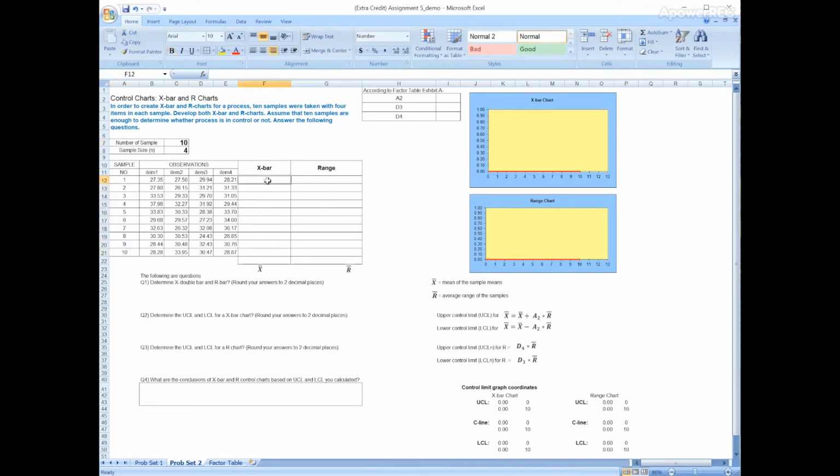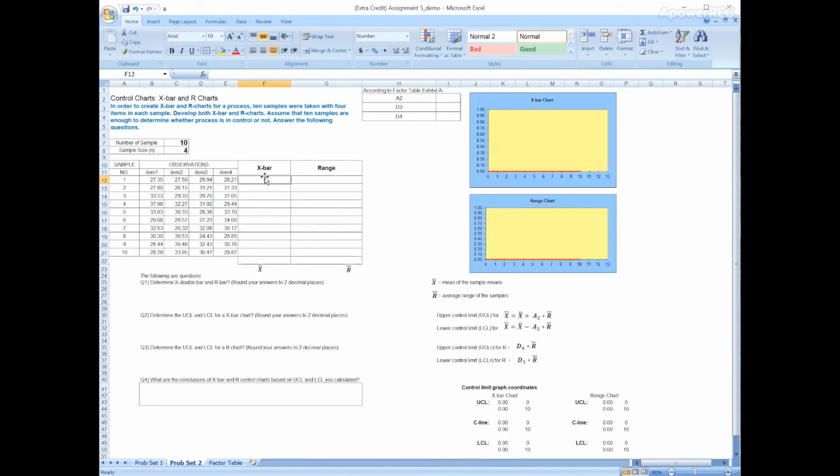You are required to develop both the X-bar and R charts in order to identify whether this process is in control or not. Given this information, we will construct the 3 sigma limits for the R chart and X-bar chart for 4 items. To construct the chart, first we need to calculate values for X double bar, R bar, A2, D3, and D4. X double bar, or the mean of the samples, is equal to the average of each sample batch divided by the total number of samples.